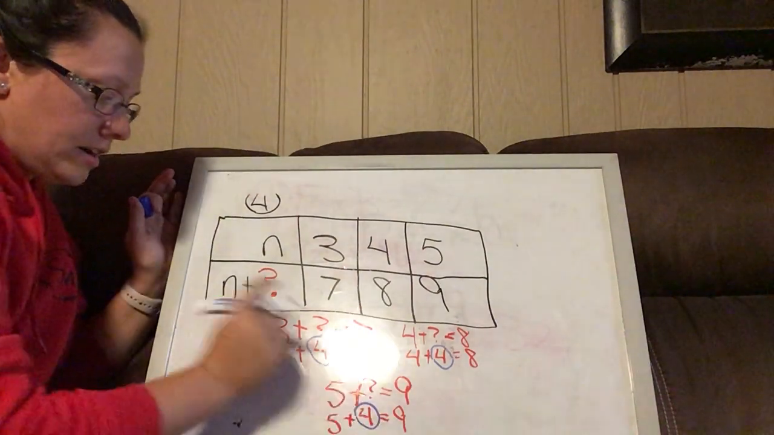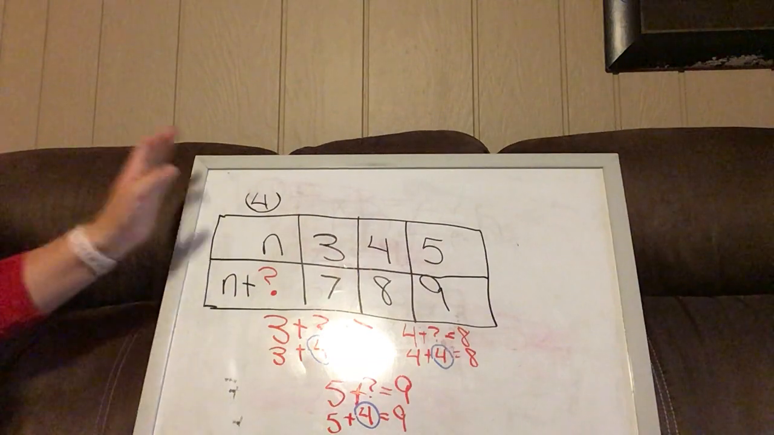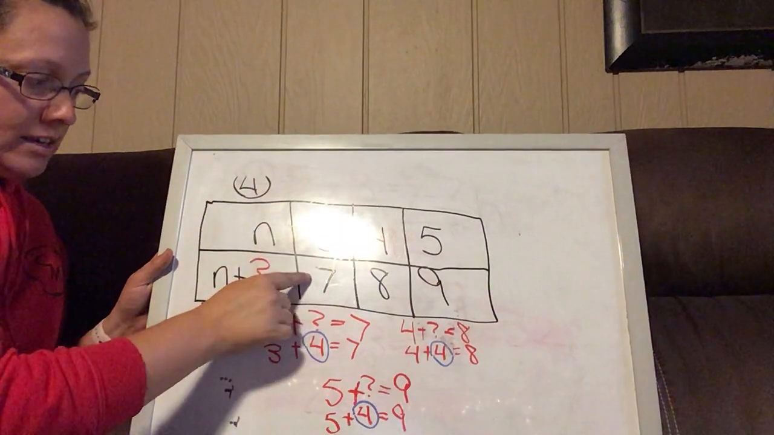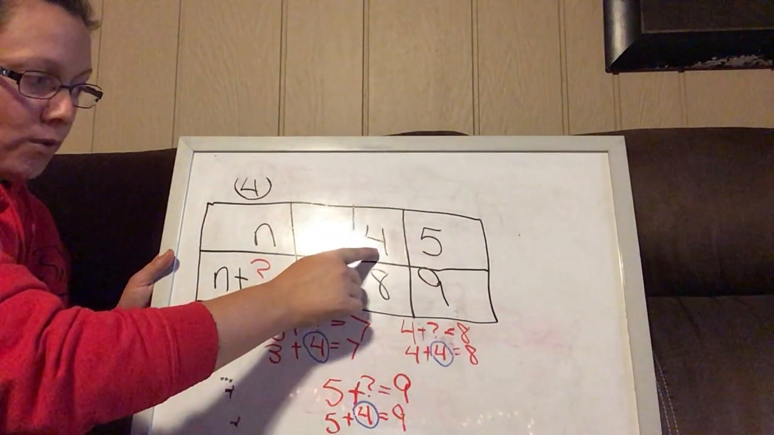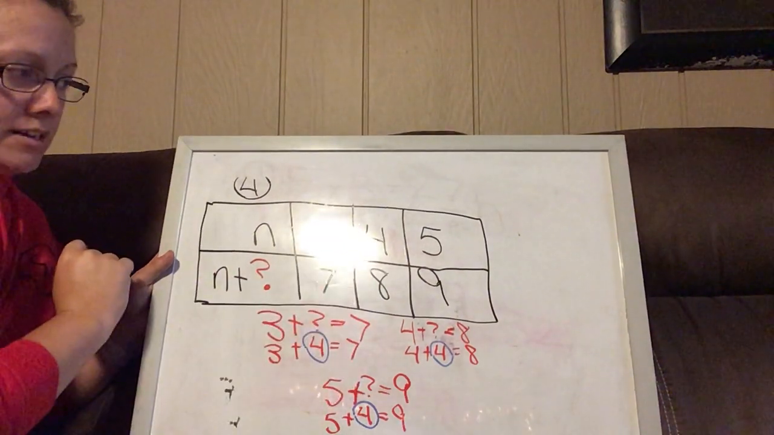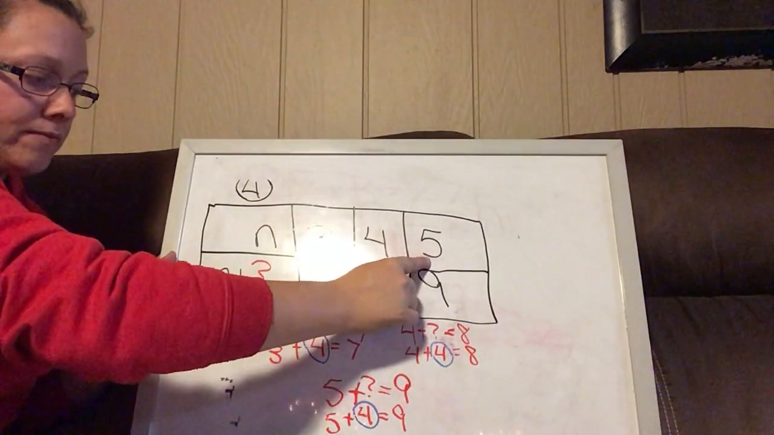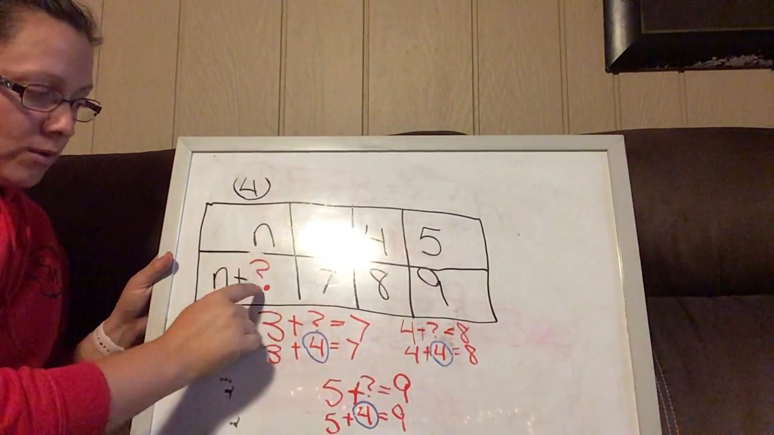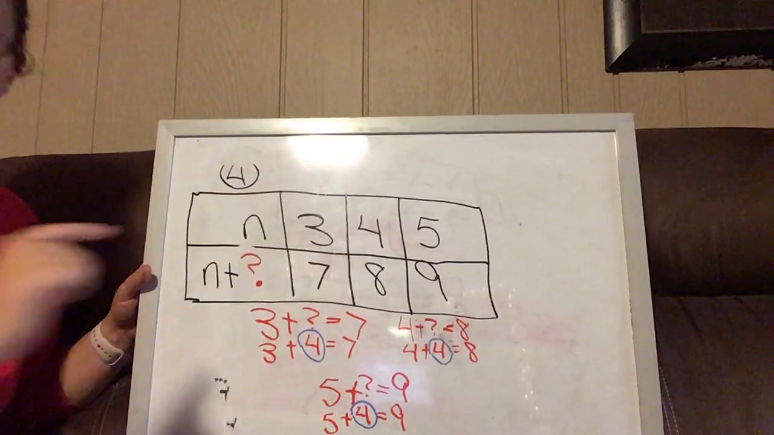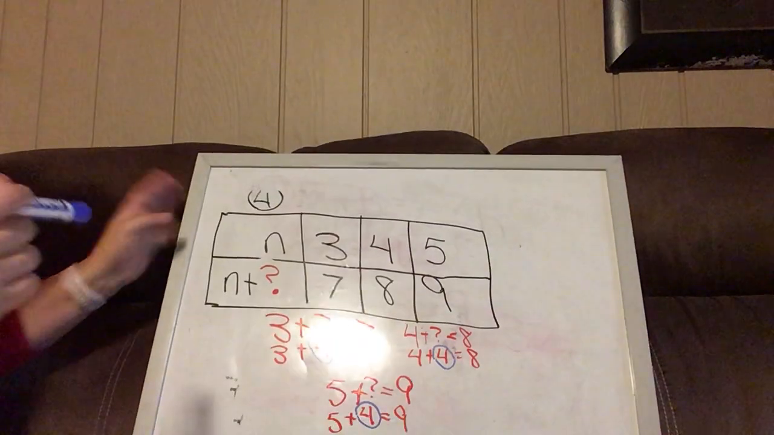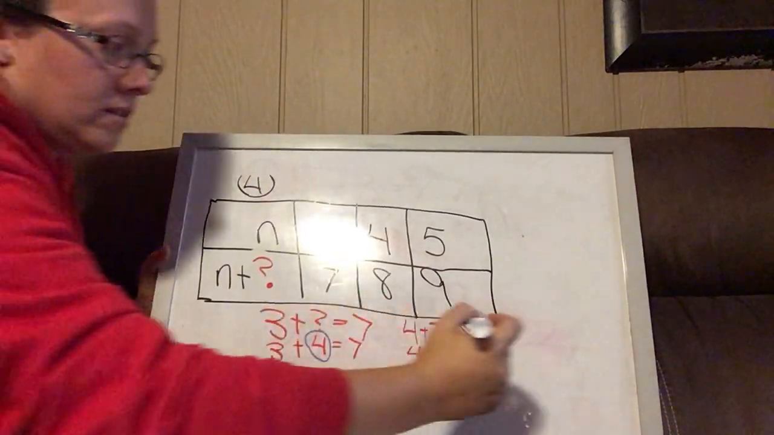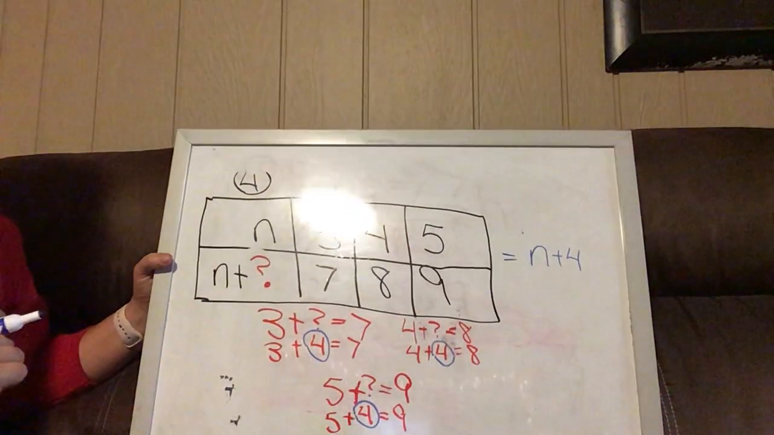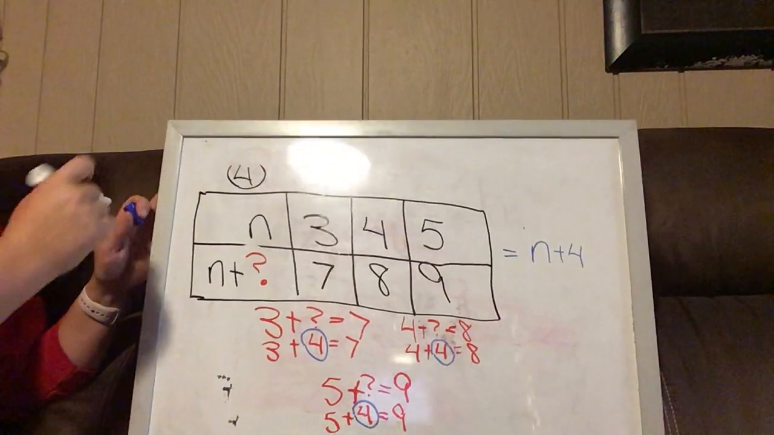So what was our pattern here? N plus what number gave me my answers down here? N plus 4 equals 7. N of 4, 4 plus 4 gave me 8. And n being 5, plus 4 gave me 9. So my missing number right here that they're asking us for is 4. N plus 4 is our expression there. Okay, so we're looking for that pattern.